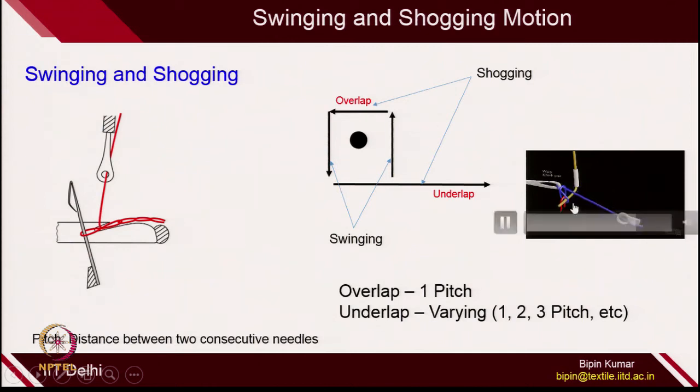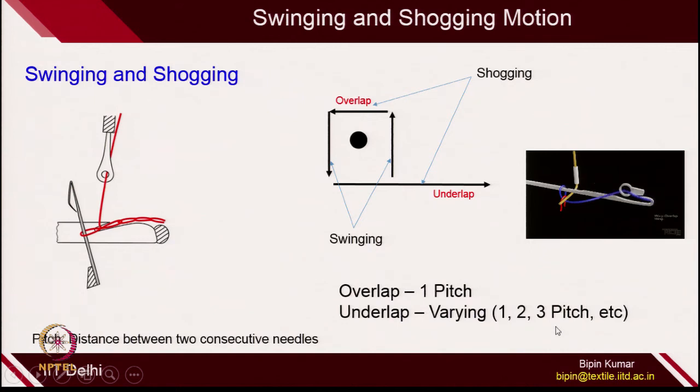Underlap, which is at the back side, can vary. So, you can have one pitch, you can have two pitch, you can have three pitch, depending on the fabric structures. So, you can now realize, if you keep changing the underlap, you can generate different types of fabric structures. Every time the guide bar changes the position or changes the direction, you will generate a new type of fabric structure. So, let me show how.